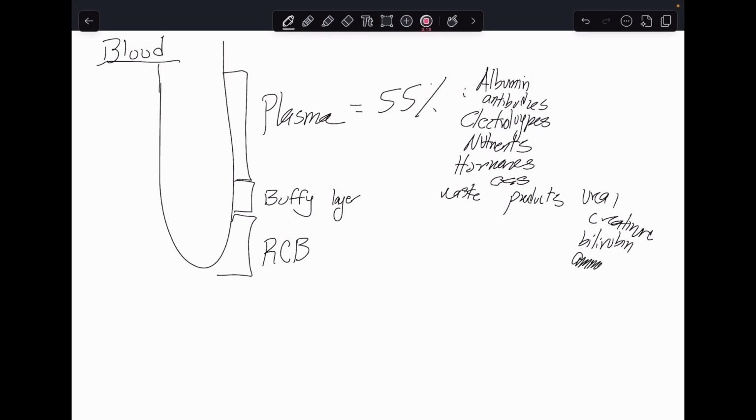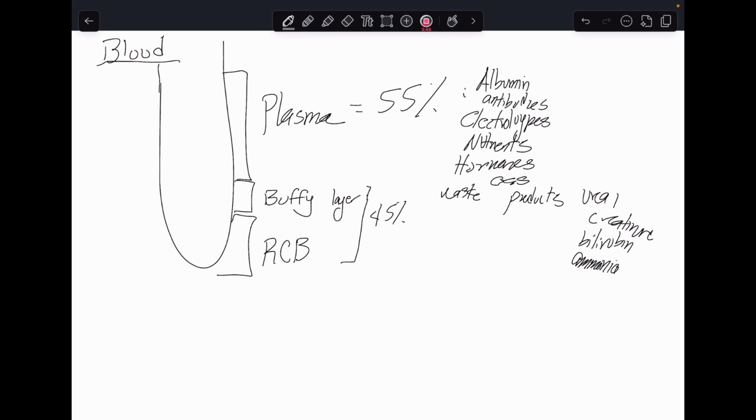Okay. And then, yeah, here we have red blood cells, buffy layer. 55% of it is the plasma, which are non-formed elements like we were talking about beforehand. In the buffy layer and the red blood cells, we have formed elements, which is 45%. Red blood cells, erythrocytes, their main purpose is to carry oxygen using the hemoglobin.